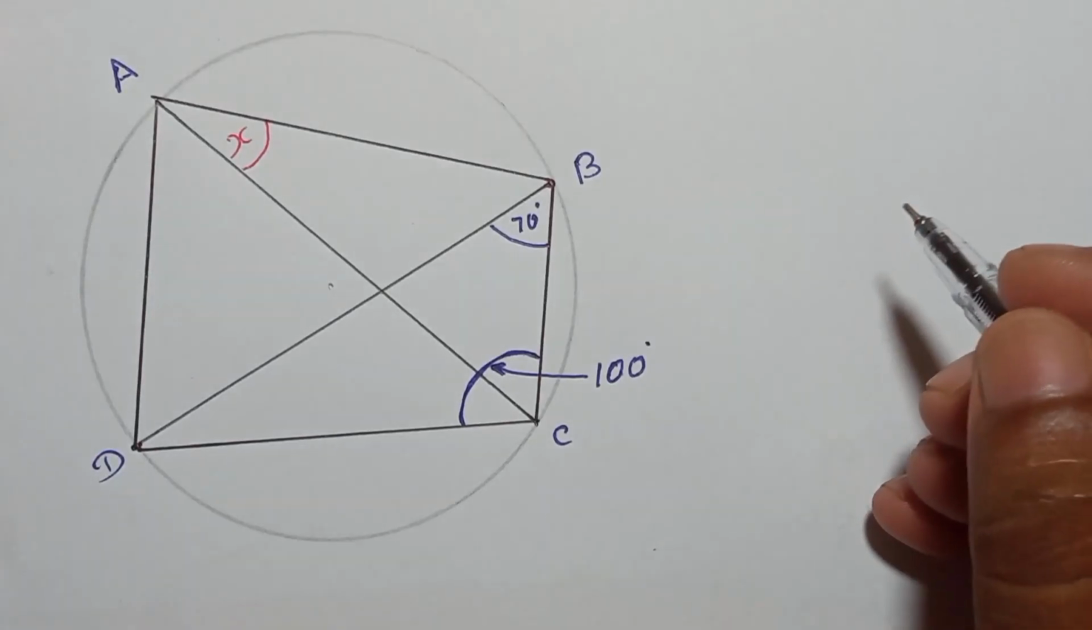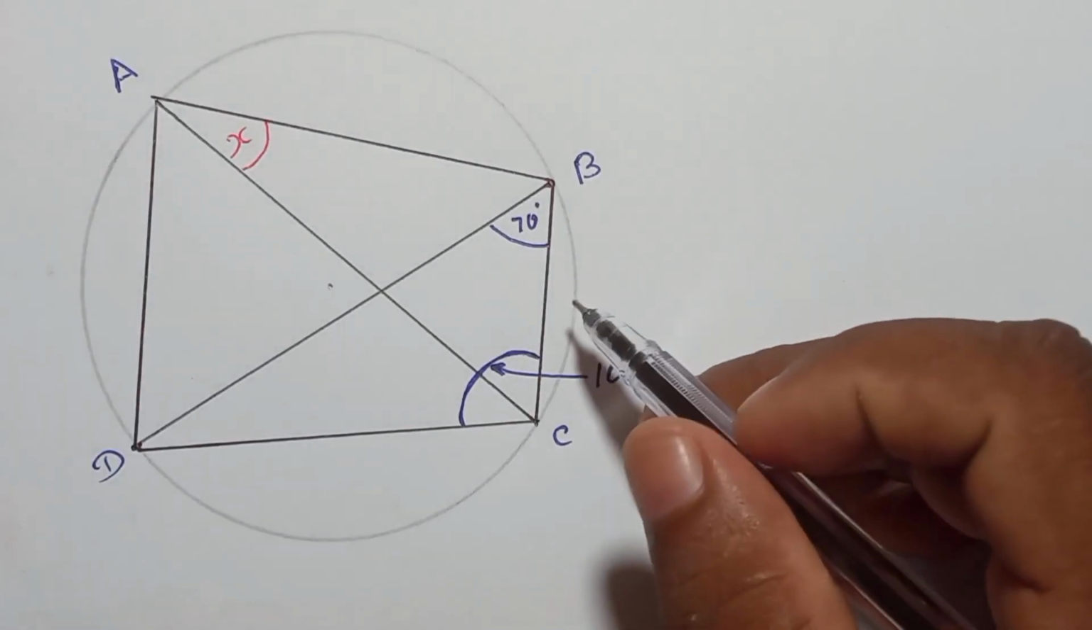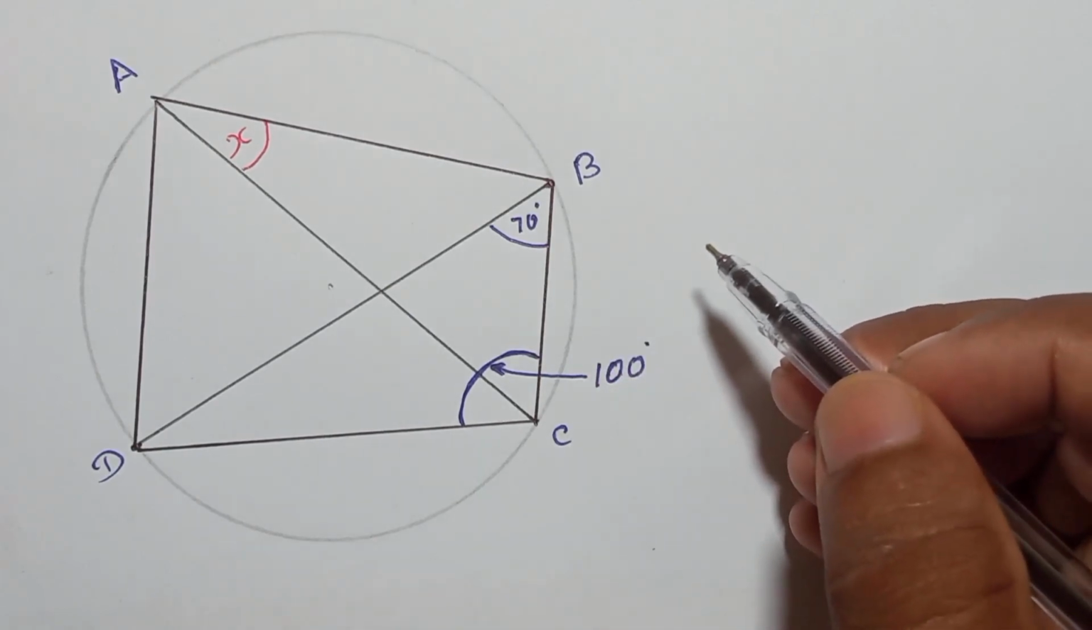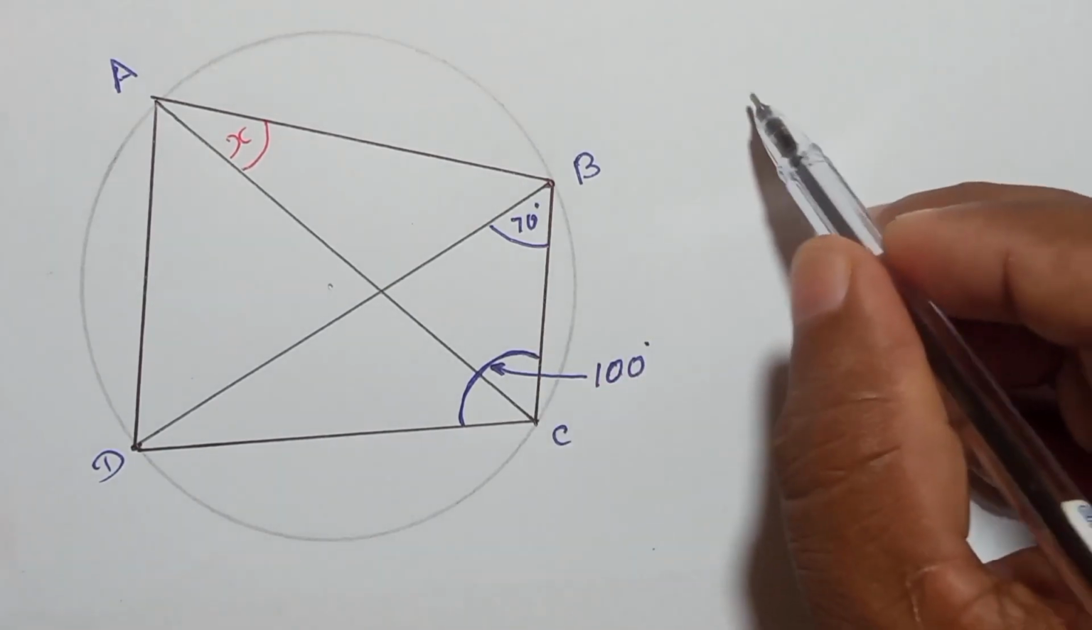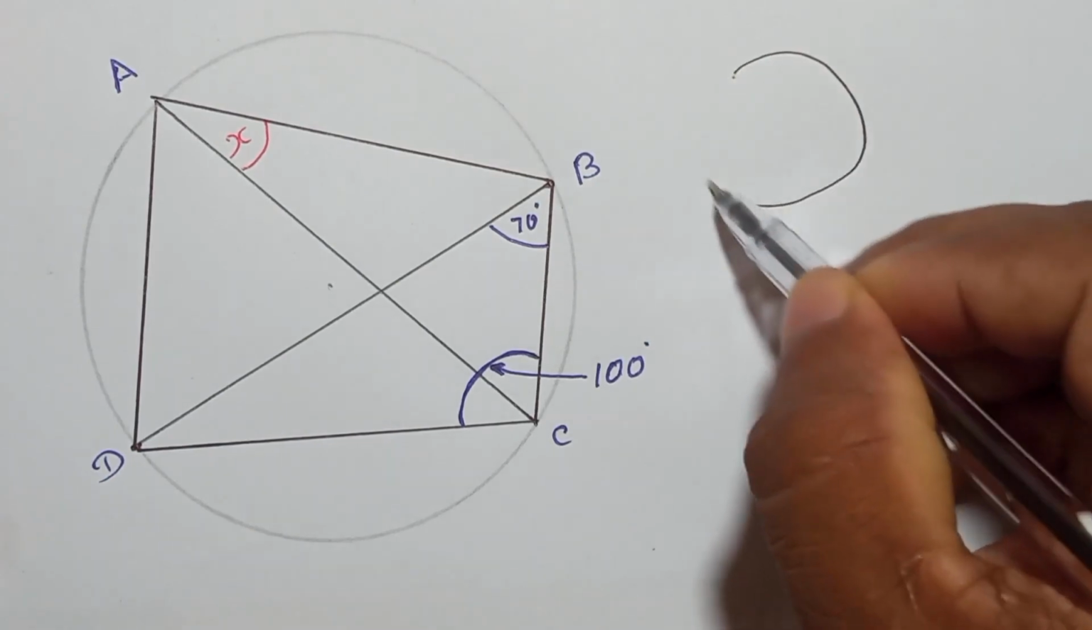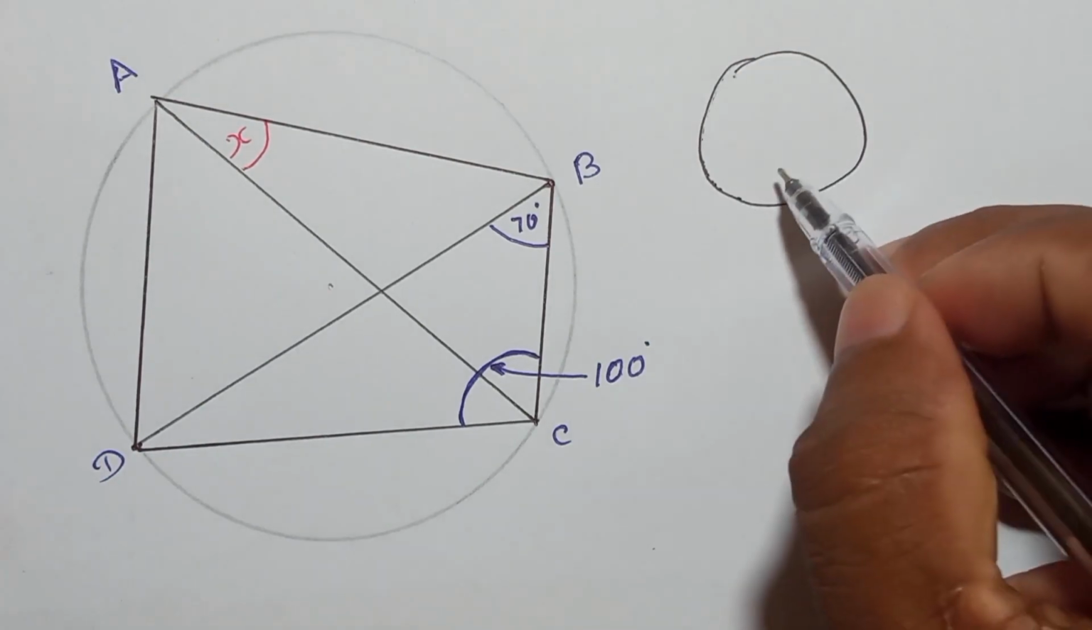Let's try to find the value of x. Right now, first of all I will tell you what facts I will use here. These are the facts you learn about circle theorems regarding the circle. I will draw it roughly.